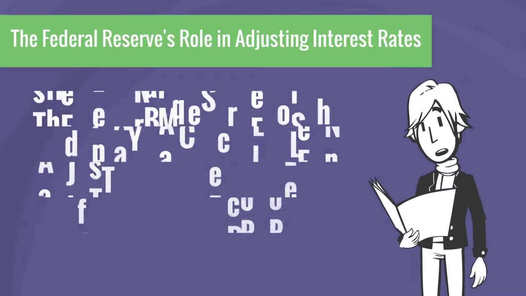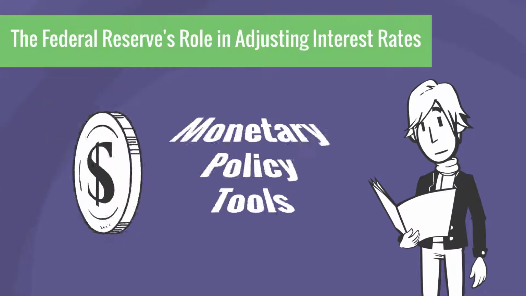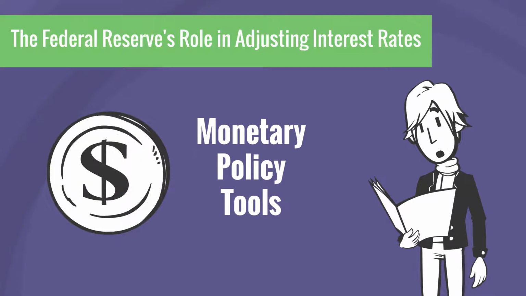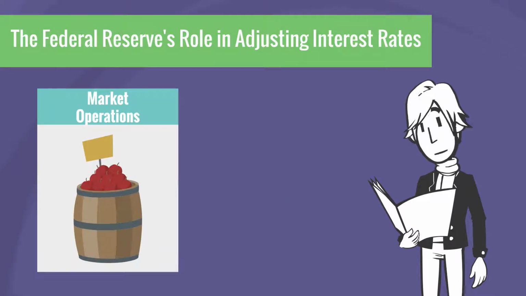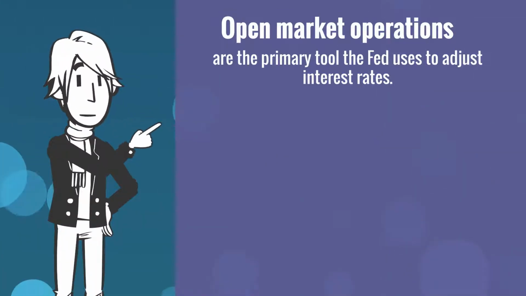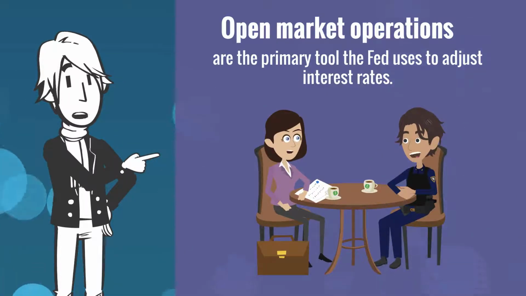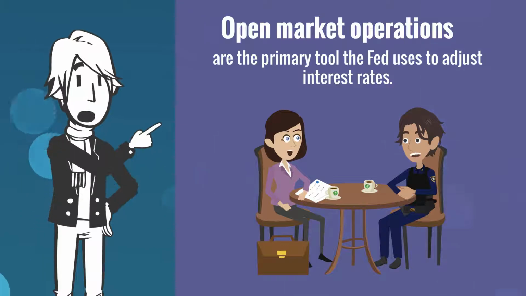The Federal Reserve, or the Fed, plays a crucial role in adjusting interest rates to influence the economy. The Fed sets interest rates through the use of its monetary policy tools, such as open market operations and the discount rate. Open market operations are the primary tool the Fed uses to adjust interest rates. The Fed buys and sells government bonds on the open market to influence the money supply and interest rates.